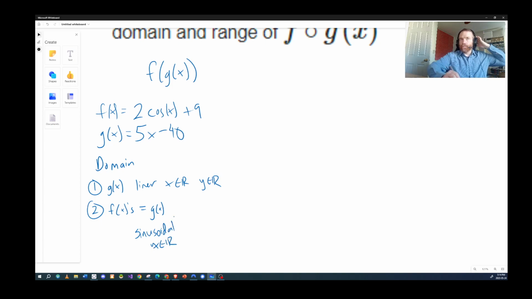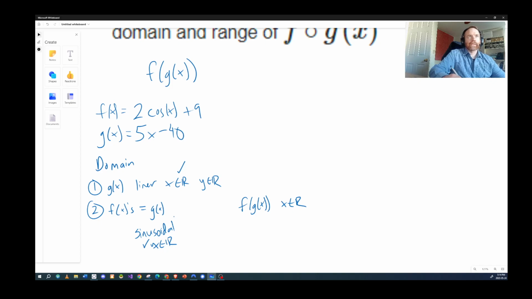So when you think about this one, the inside function has no restrictions. The outside function has no restrictions. Therefore, the combined function cannot have any restrictions. Right? Where would they come from? They could only come from restrictions on one of the two functions that make it up. So let's try and tackle the range now.